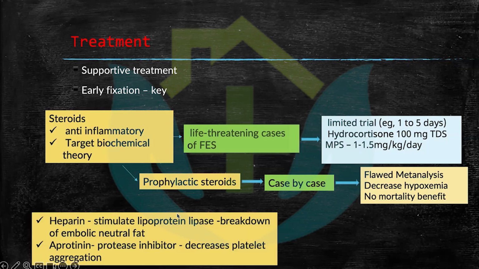Heparin, someone can ask what is the mechanism. Heparin is shown to stimulate lipoprotein lipase. So imagine that you have fat microglobules in your serum, and heparin goes and cleaves them, and therefore releases the fat microglobules, breaks them. That is the mechanism of heparin. So heparin theoretically has an advantage or can be used in fat embolism syndrome. Similarly, aprotinin is a protease inhibitor. It decreases platelet aggregation, so that's why it decreases the biochemical reaction. Again, theoretically it can be used.